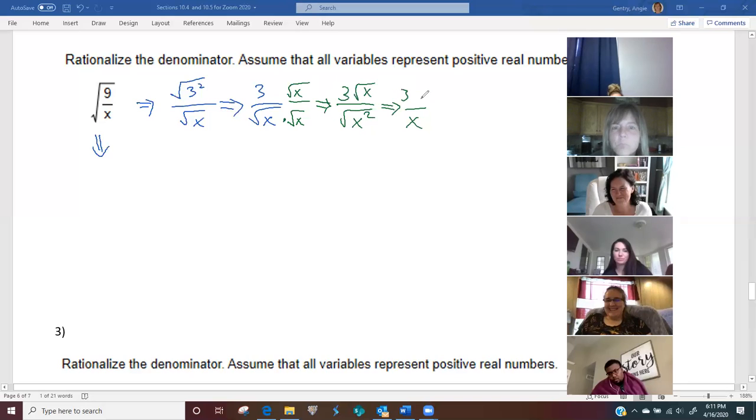So just to clarify, the x came out from under the radicand because we squared it. Because my exponent matched my index.